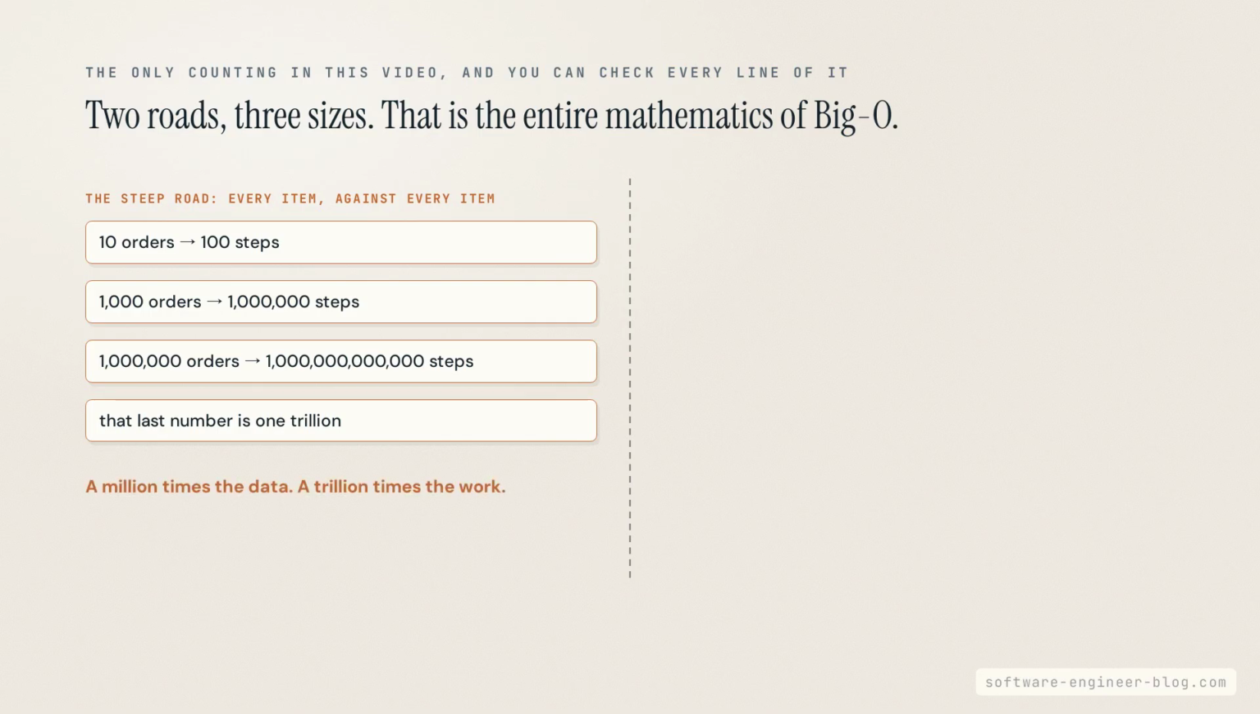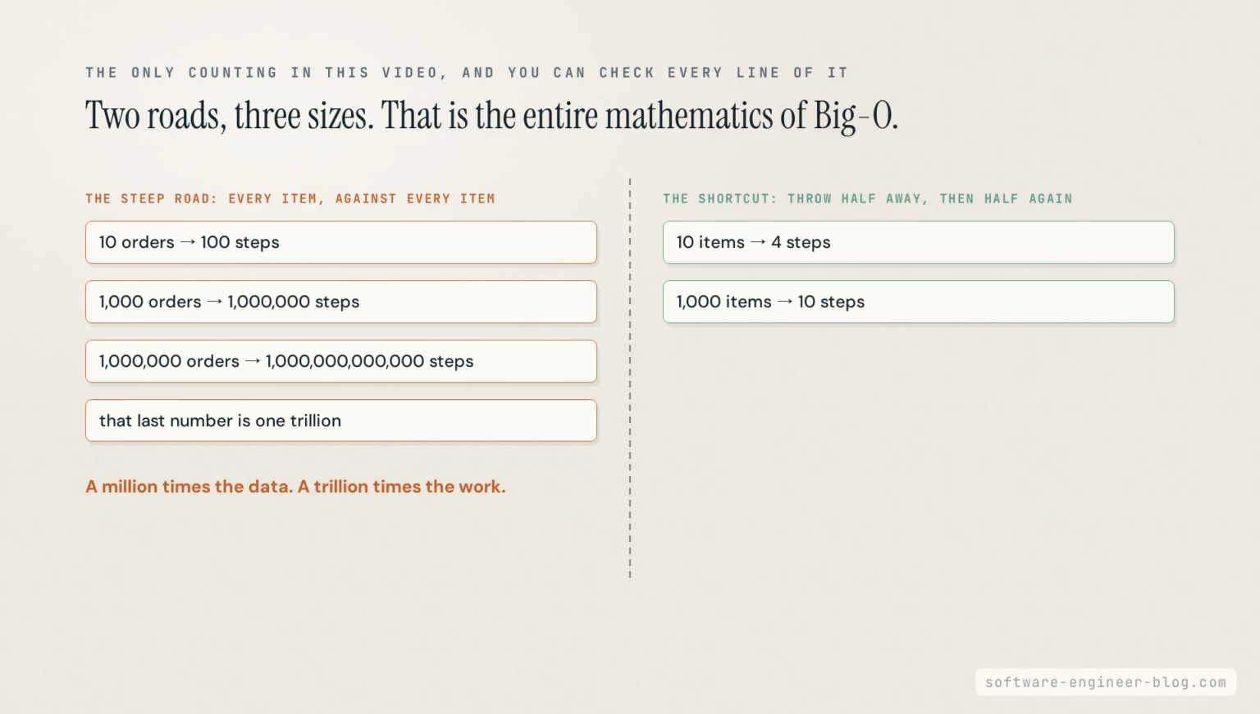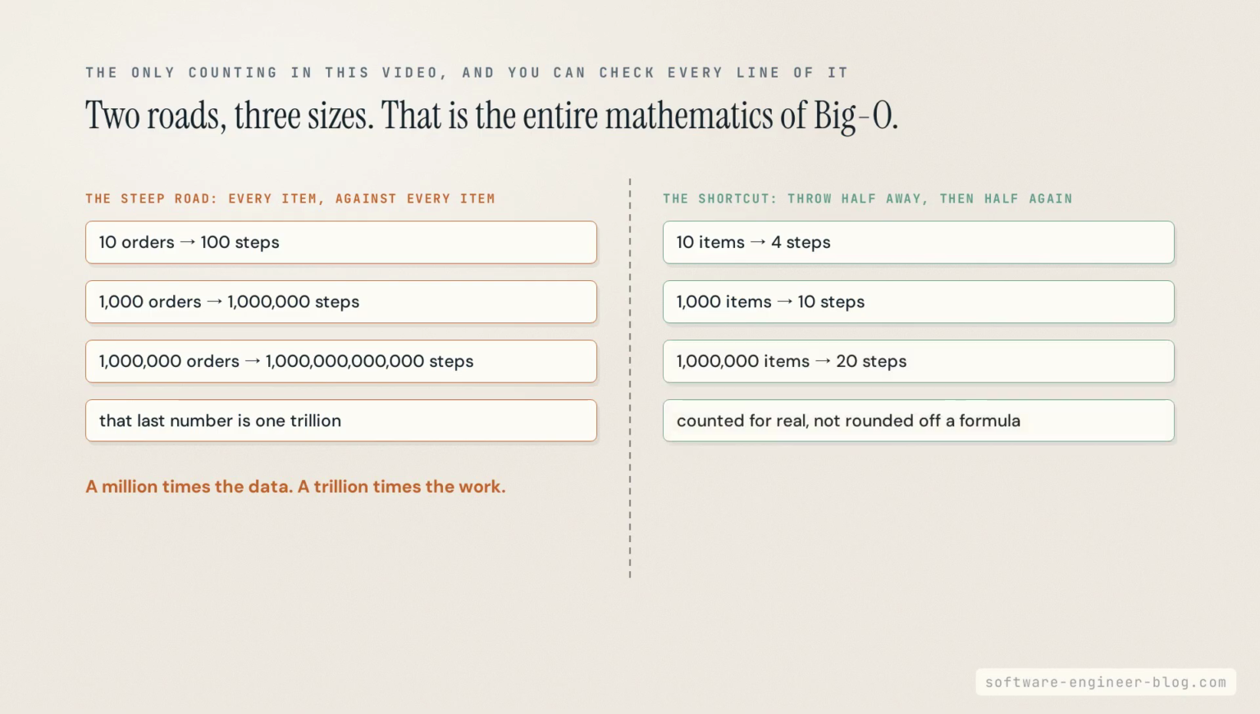Now the shortcut, where you throw half away and then half again. 10 items is 4 steps. 1,000 items is 10 steps. 1,000,000 items is 20 steps. Read those 2 columns next to each other. 1,000,000 times more data. On one road, that is 1 trillion times more work. On the other road, it is 5 times more work. That is the entire mathematics of Big O, and there is no algebra in it.